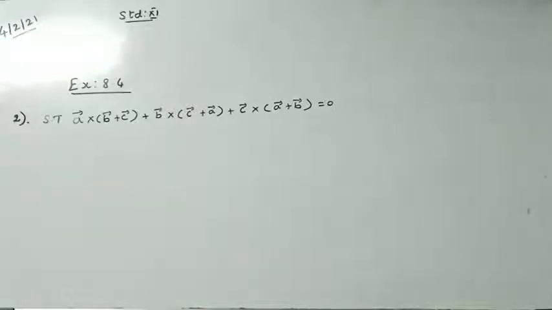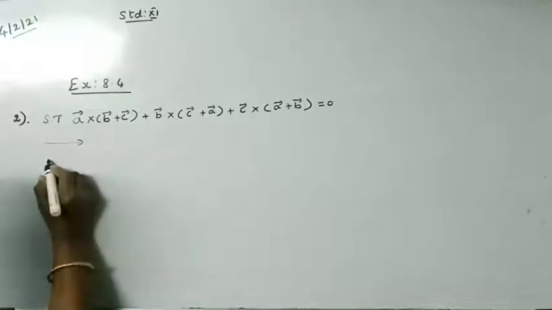Today let us see exercise 8.4 question number 2. The question is: show that A vector cross (B vector plus C vector) plus B vector cross (C vector plus A vector) plus C vector cross (A vector plus B vector). Now here we want to prove that the value is 0. Now let us use the distributive property.